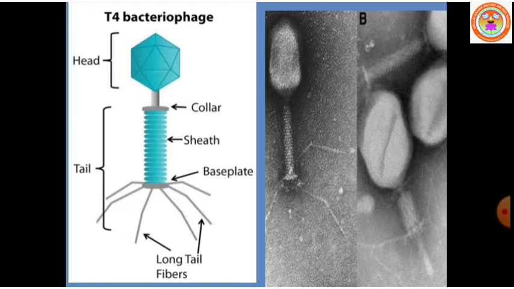So you are seeing two pictures. Left side is a diagram. Right side you are seeing the electron microscope structure of T4 bacteriophage. So what are the parts you can see? Head, collar, tail, and small hair-like appendages which look like legs. The legs are attached by a small disc-like structure called the basal plate. The long tail fibers, why are they there? They are used to attach to the bacterial surface.